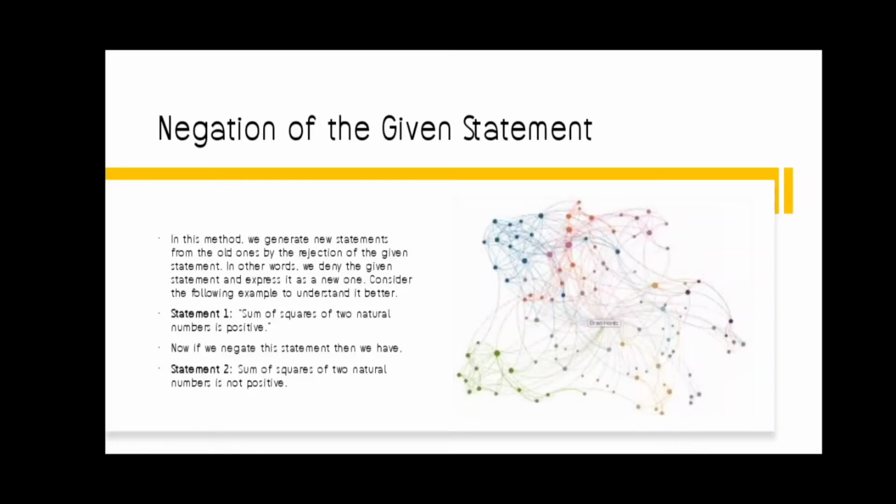Here, by using "not", we denied the given statement, and now the following can be inferred from the negation of this statement. There exist 2 numbers whose squares do not add up to give a positive number. This is a false statement, as squares of 2 natural numbers will be positive.